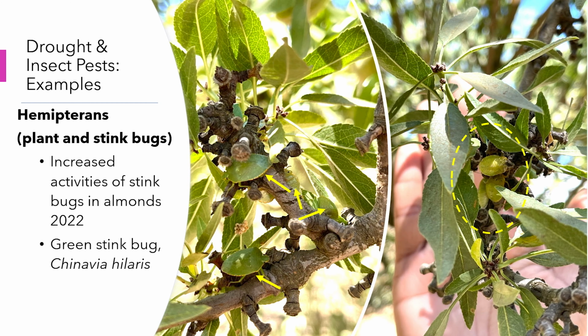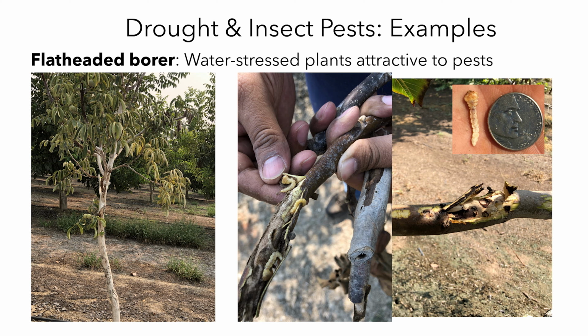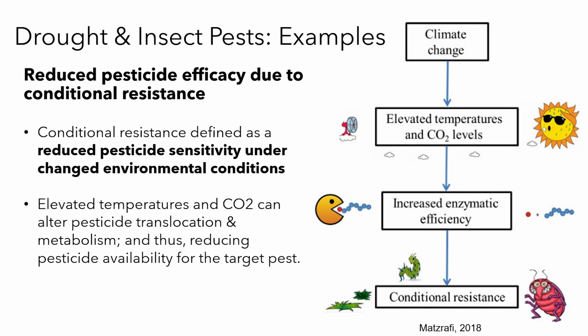We're seeing more activity of the stink bug and other insects. We're seeing this flat-headed borer, a newer emergent pest, because this insect also loves drought or stressed trees in whatever region. In some cases, they also influence pesticide efficacy by various means.